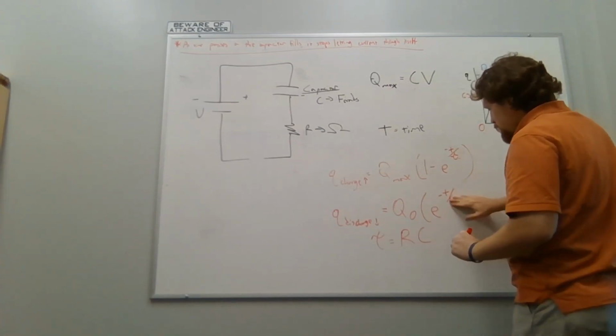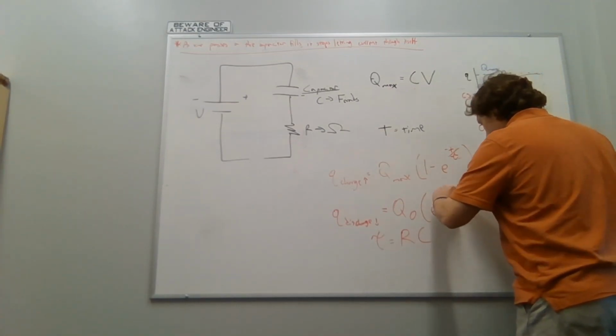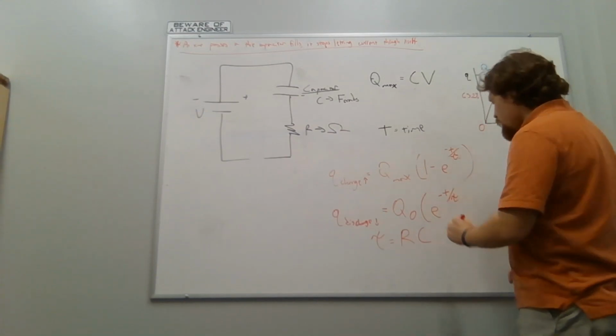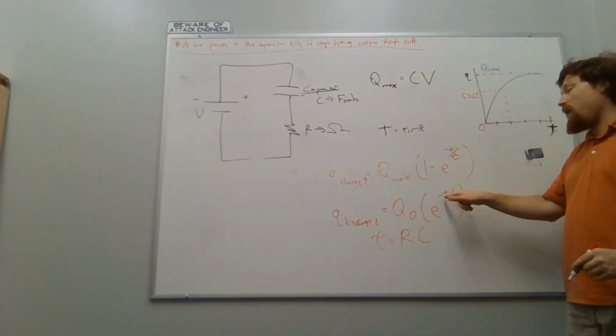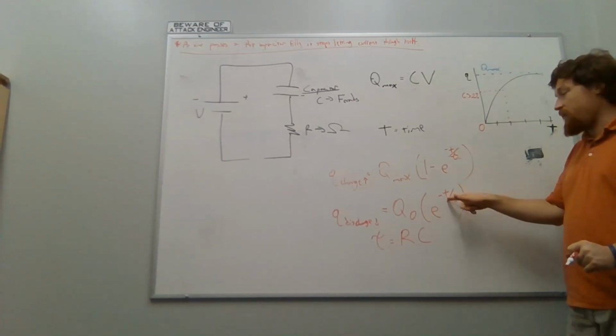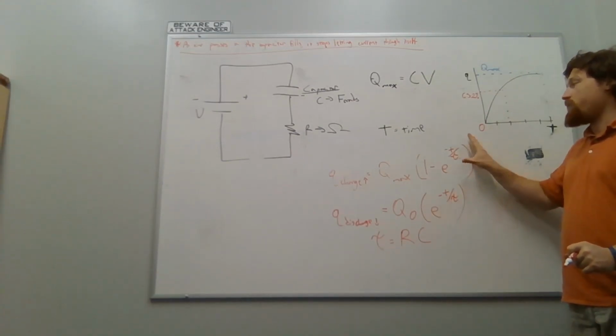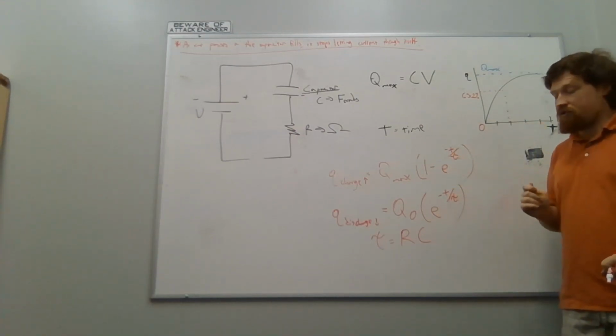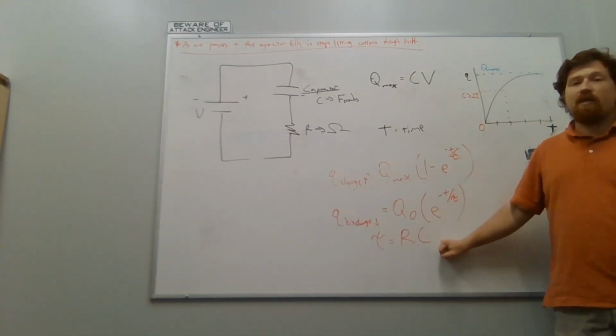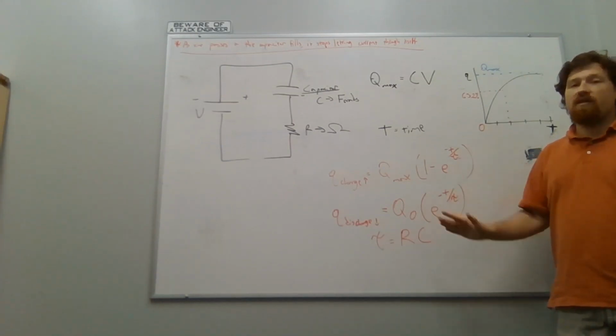That's supposed to be tau. That's the same tau as before, and this represents the time it has been discharging. So here, this is the time it has been charging. Now it's the time it has been discharging. But you still find tau the exact same way.